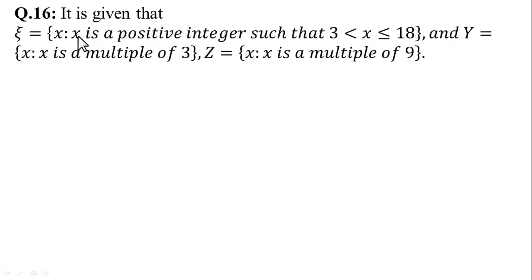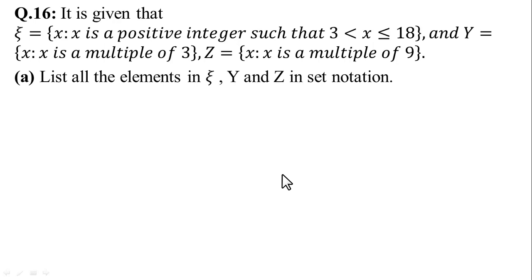universal set is x such that x is a positive integer, x is greater than 3 and less than or equal to 18, and Y is equal to x such that x is a multiple of 3, and Z is equal to x such that x is a multiple of 9. Now in part 1, list all the elements in universal set, Y and Z in set notation.